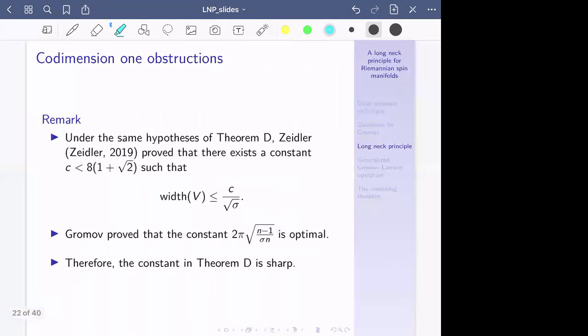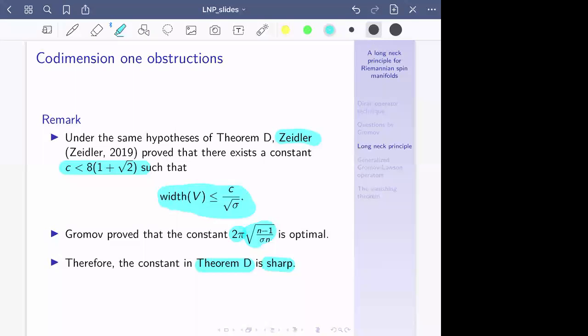So here, let me make one more observation. Under the same hypothesis of theorem D, Seidler already proved that there exists an upper bound for the width of the band V, with a constant C that in general was not optimal. Gromov proved that the constant 2 pi times the square root of (n minus 1) over (sigma n) is optimal. So in other words, the constant found in theorem D is sharp.